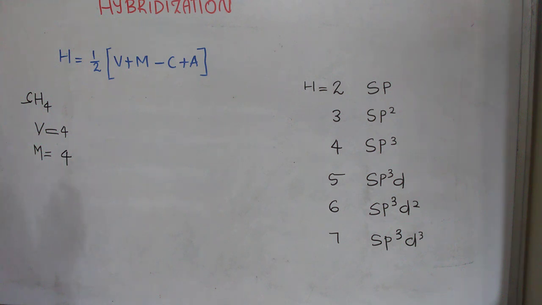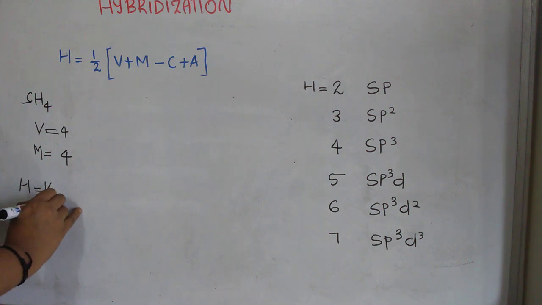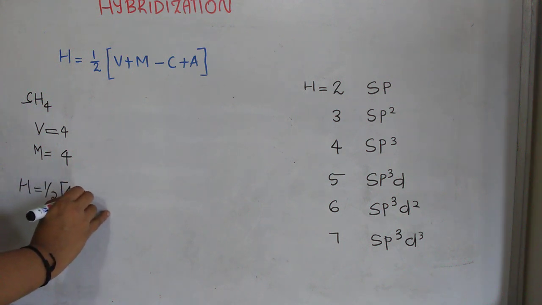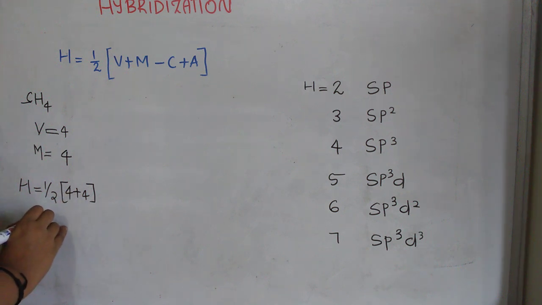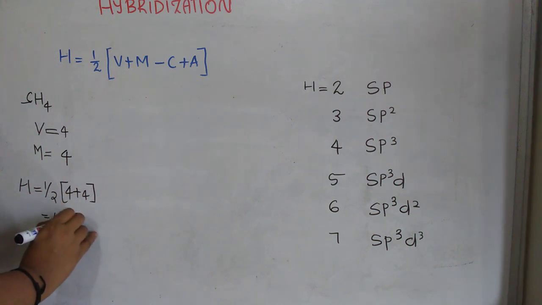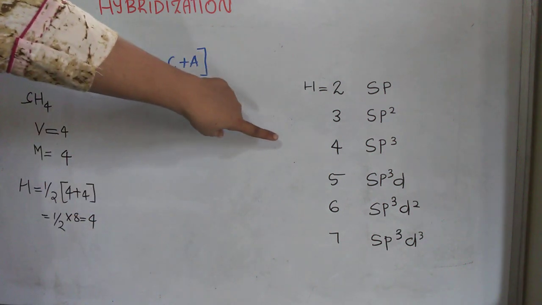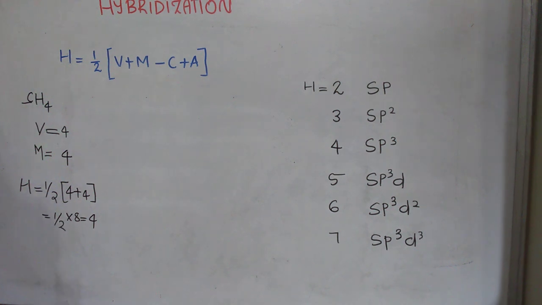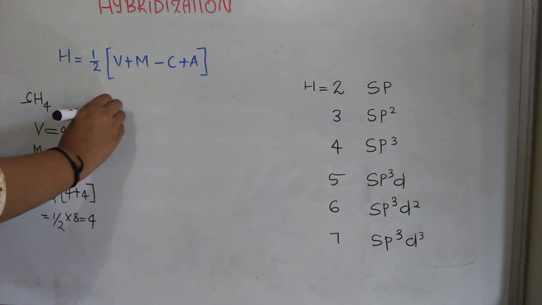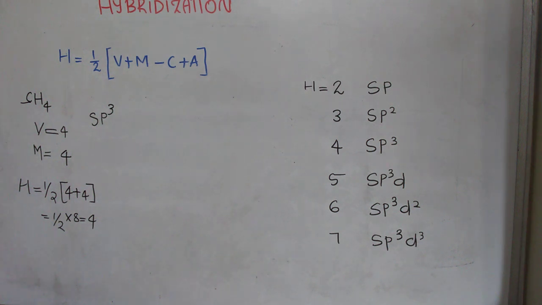Now we can see CH4, methane, is not a cation or an anion. It is just a neutral molecule. So C and A will be equal to 0. Now we can substitute this in the equation and we will get H is equal to half into 4 plus 4. The other 2 will be 0. That is equal to half into 8, which is equal to 4. Now from the chart, corresponding to 4, our hybridization will be sp3. So the hybridization of methane will be equal to sp3.